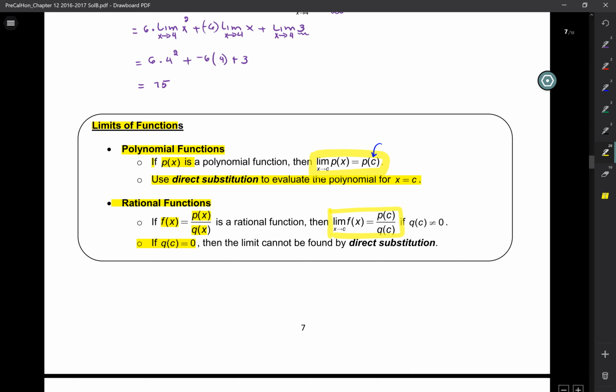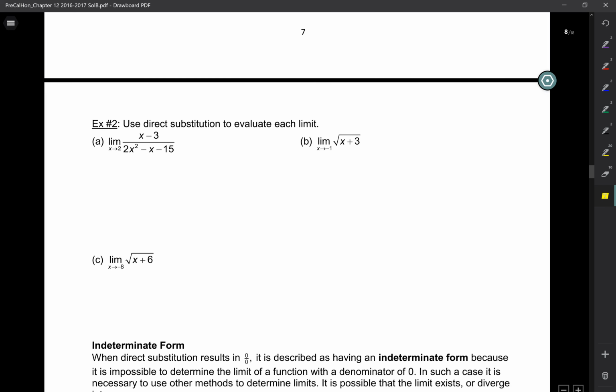Okay, so if q of c is 0, then the limit cannot be found by direct substitution, and we've got all sorts of other ways to do that. So let's use direct substitution here to evaluate each of these limits. Here, we're going to put 2 in, so it's going to be 2 minus 3, 2 times 4, minus 2, minus 15. So this is going to be negative 1 over negative 9. That's just 1 over 9.